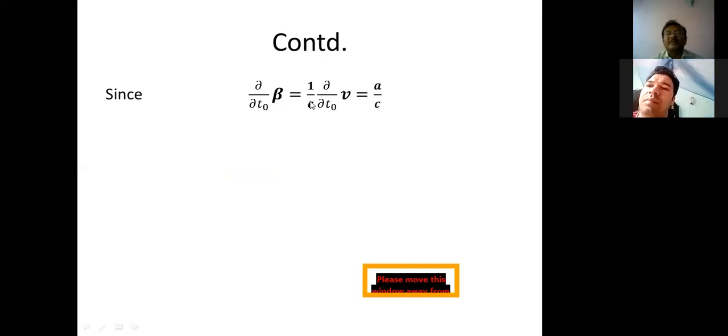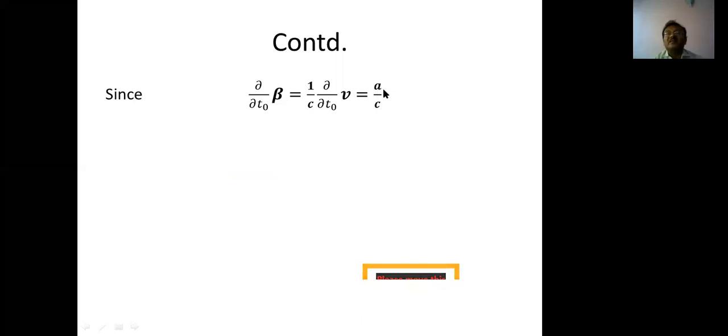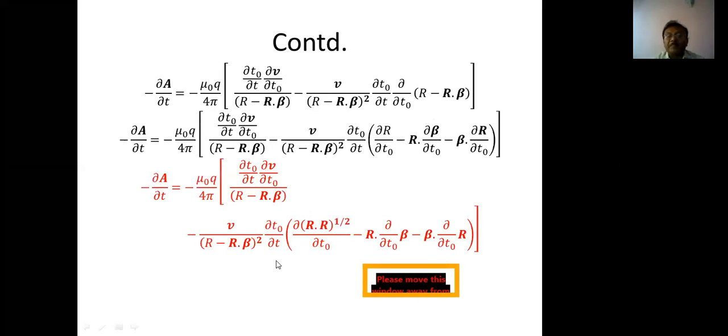Okay, so here ∂β/∂t₀ is equal to 1/c times ∂v/∂t₀, and it is nothing but a over c, where a is the acceleration of the moving point charge. And similarly, ∂r/∂t₀ equals minus v, and ∂v/∂t₀ is a. So we plug these things into the above equation. We plug in ∂v/∂t₀ as vector a, ∂β/∂t₀ as 1/c times vector a, and ∂r/∂t₀ as minus vector v. If you do that, we will have a couple of changes here.